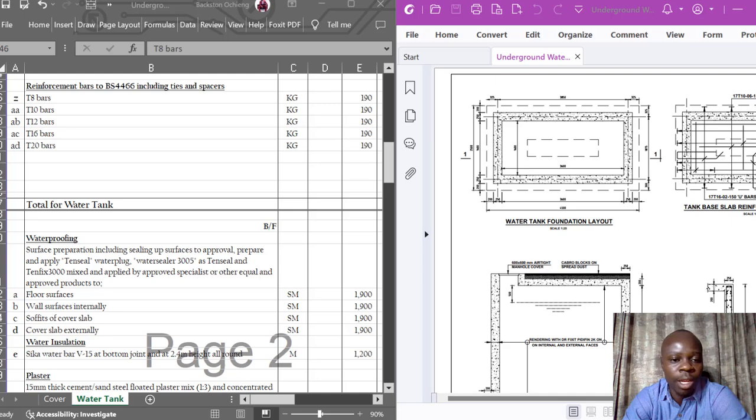What we've been doing all along is the estimation of an underground water tank. For the past 3 videos, that is what we've been learning.